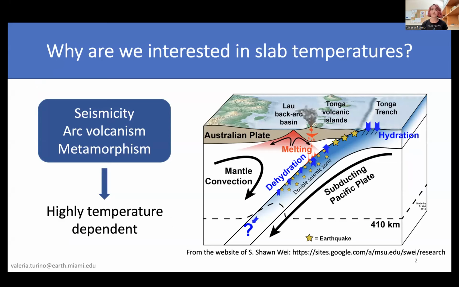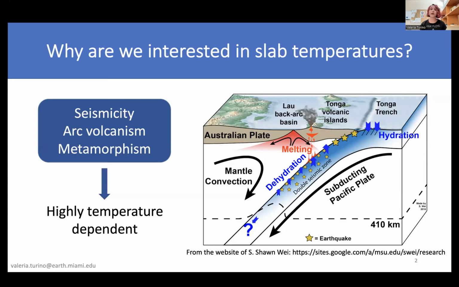For example, if we look at the slab as it subducts into the mantle, it gets in contact with warm material in the mantle wedge, and we're going to have various reactions, among which dehydration reactions that are going to leave the slab a bit weaker than it was before, and this is going to cause seismicity. The volatiles that are released in the mantle wedge are going to facilitate melt production and eventually generate arc volcanism. And then, of course, we have metamorphism in the slab itself.